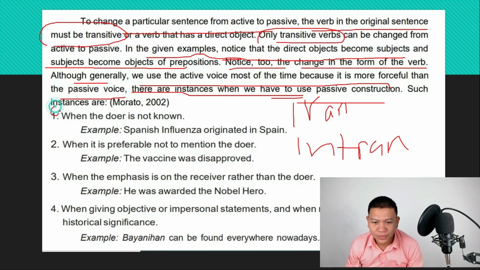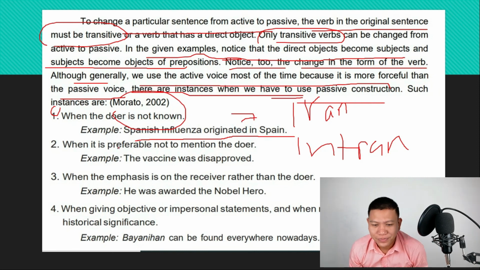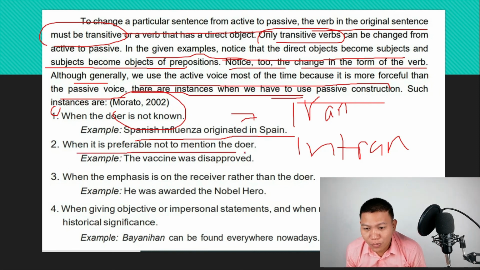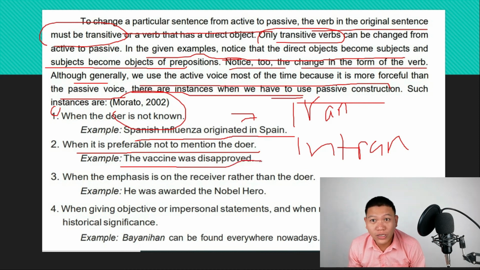When? Number one, when the doer is not known. We don't know who did the action. Spanish influenza originated in Spain. Okay? So we don't say originated by. So no doer of the action. Number two, when it is preferable not to mention the doer. So when we don't like to mention the doer of the action. The vaccine was disapproved. No need to say who does the disapproval.